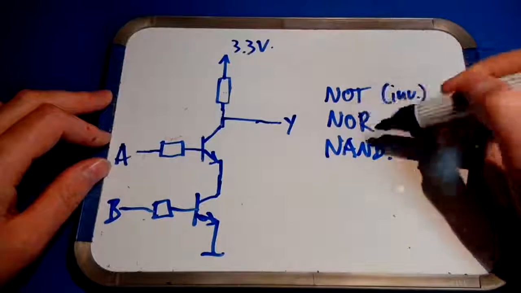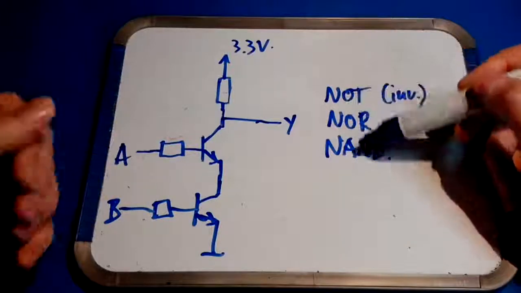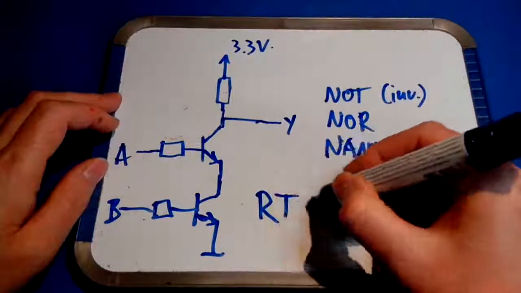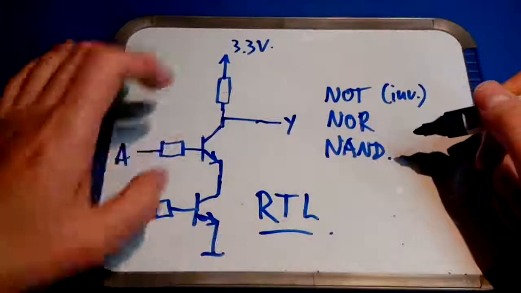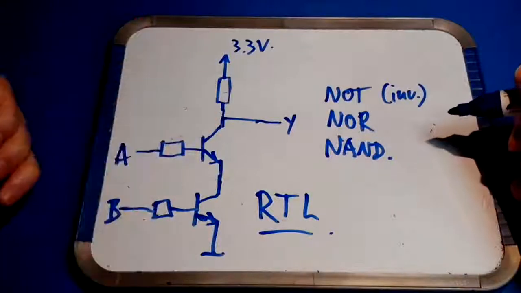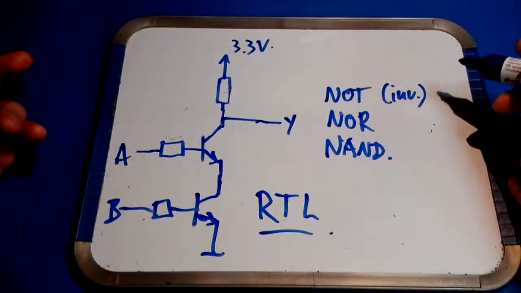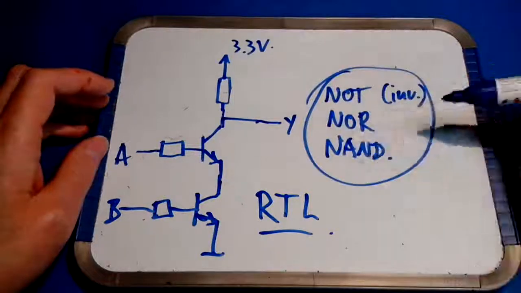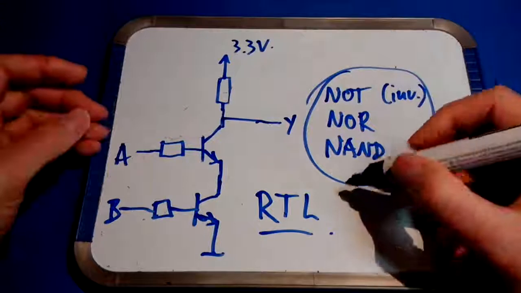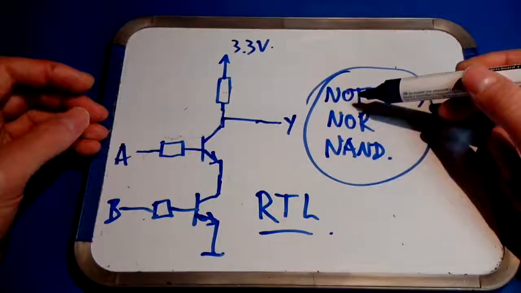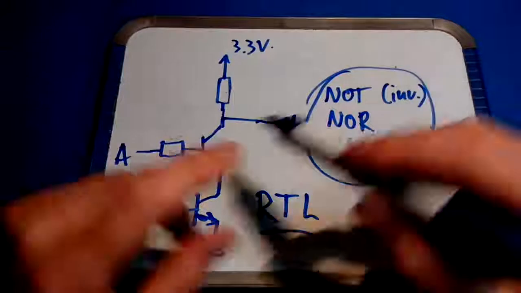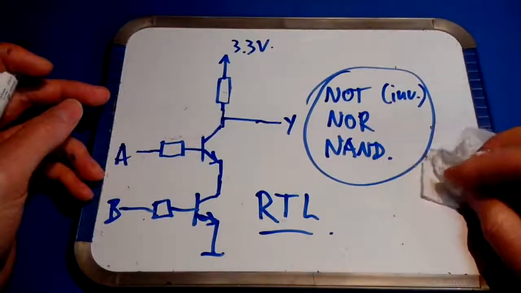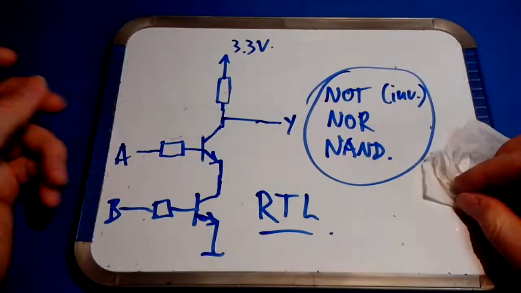Actually, you don't need all three, but these are very easy to make using this logic family, the Resistor Transistor Logic family. That's this method of combining resistors and transistors to form logic gates. And basically the whole of the CPU is made out of these three gates. There are AND gates, but AND gates are formed by a NAND gate with a NOT gate behind it.